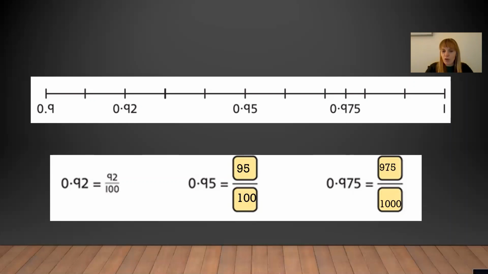Now, if I wanted to plot these, they've been done for us, but if I wanted to plot them, the easiest thing to do would be to make them all over 1,000. So 92 hundredths would become 920 thousandths, and 95 hundredths would become 950 thousandths.